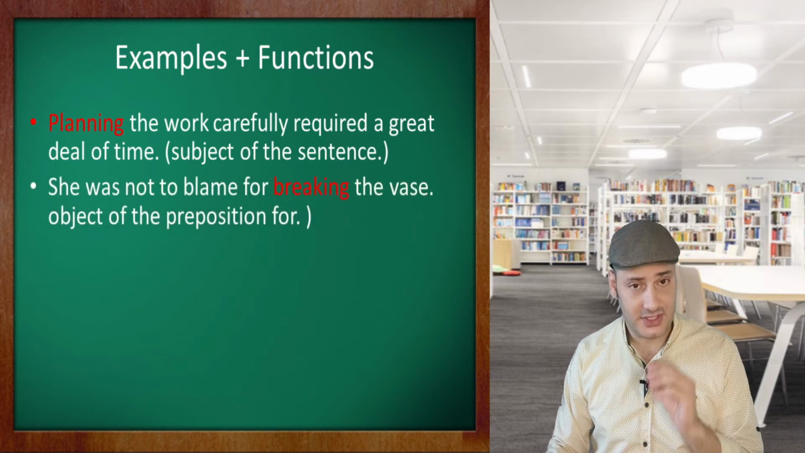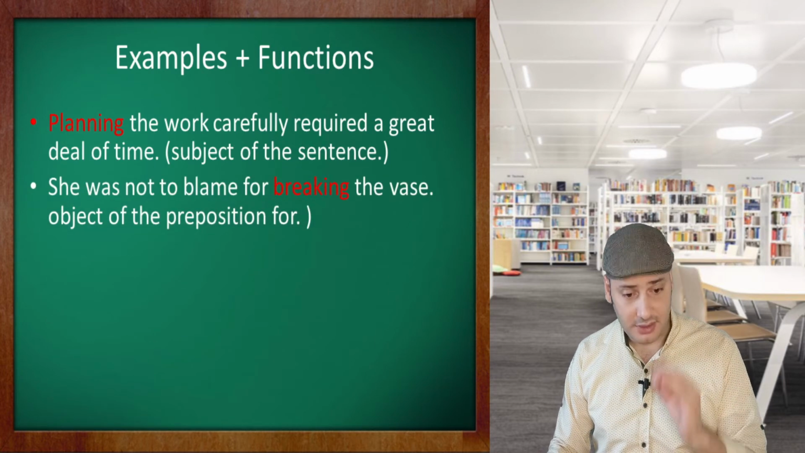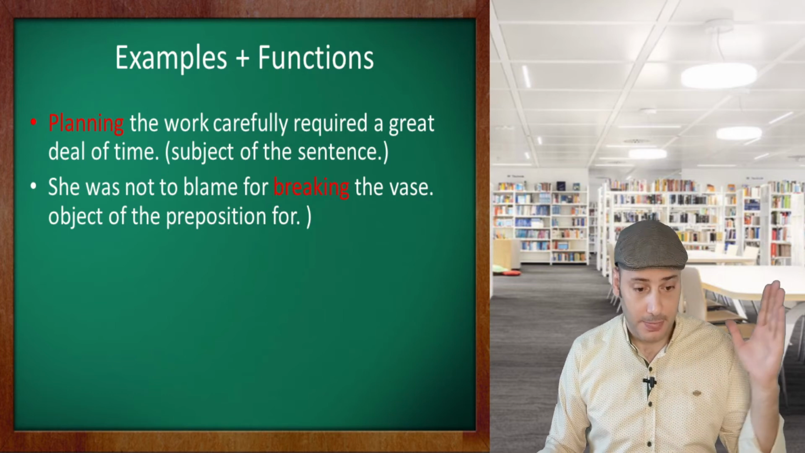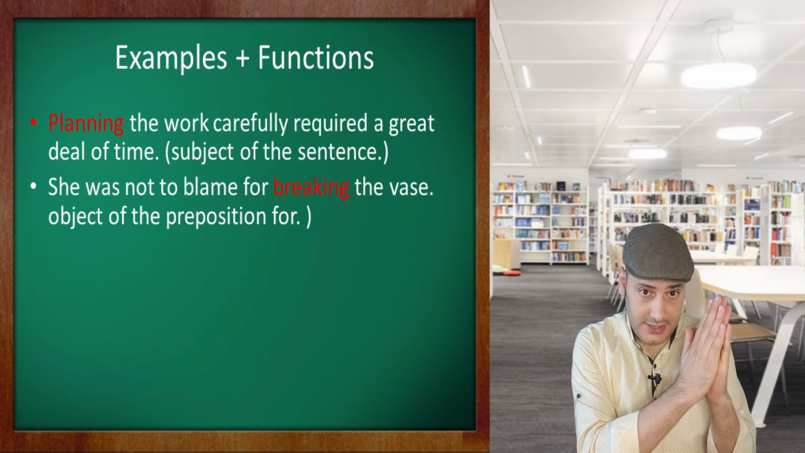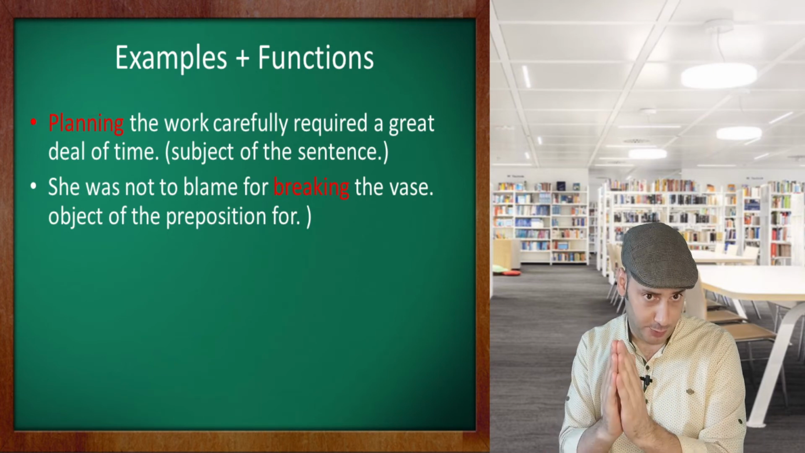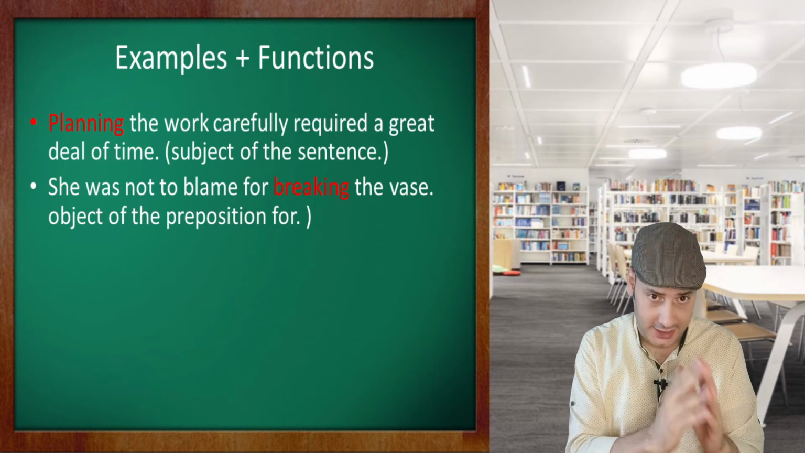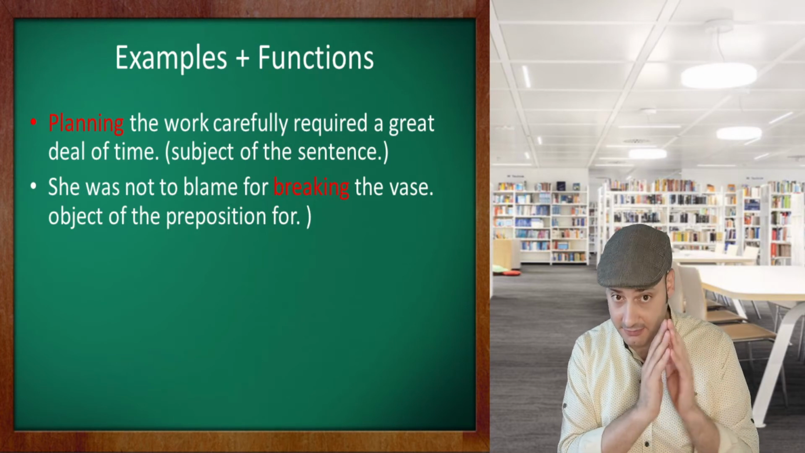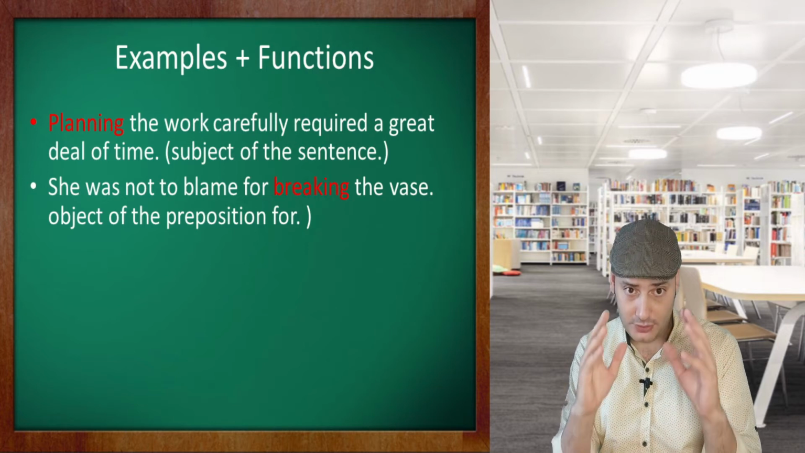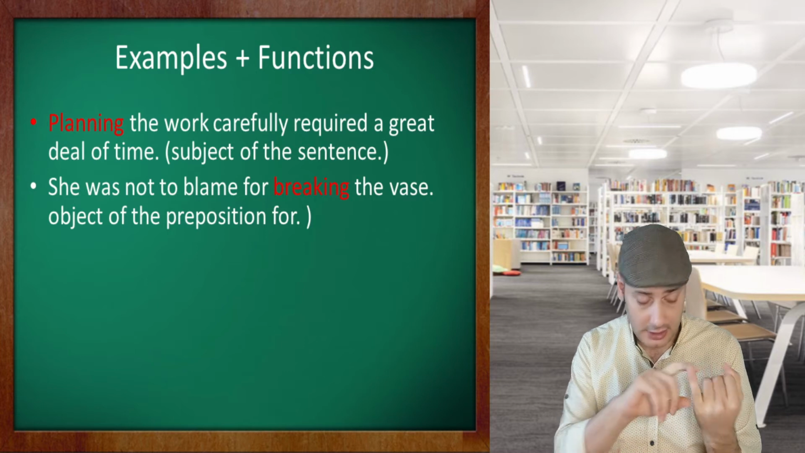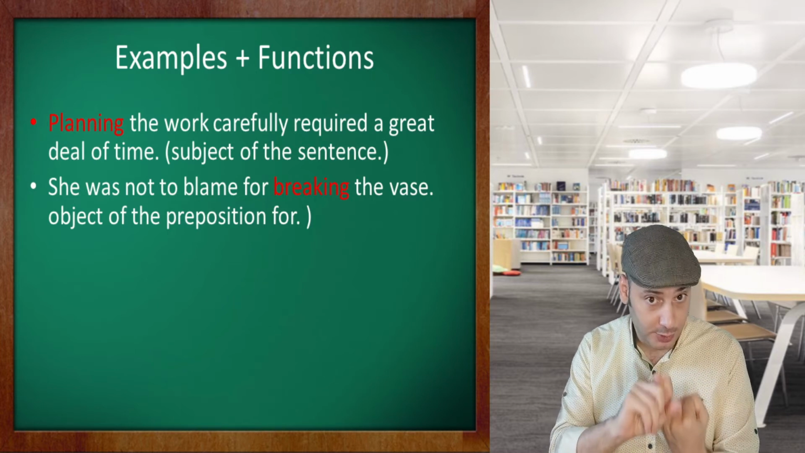Let's have a look at the second example. She was not to blame for breaking the vase. So, for is a preposition. Breaking is the object of a preposition. So breaking here is a noun, and its function is the object of the preposition. So it could be a noun as the subject, it could be a noun as the object of a preposition.